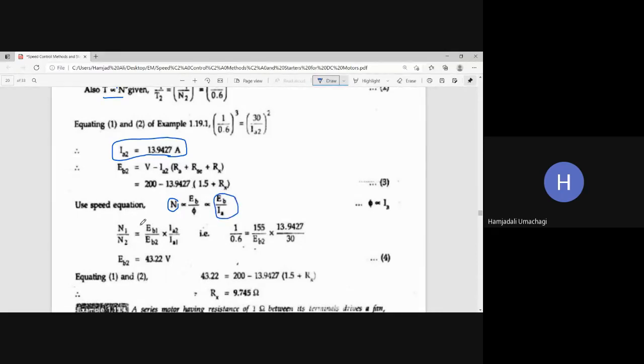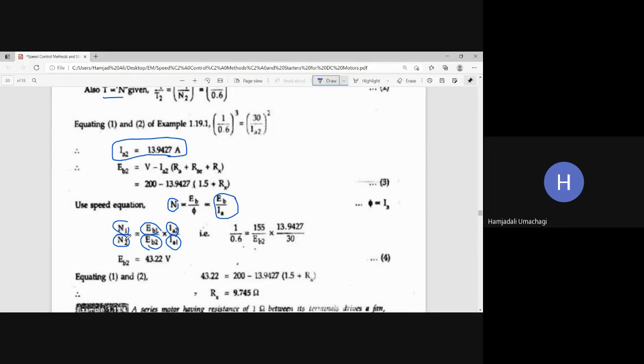Using this equation, now you write N1 equal to Eb1 by Ia1. Are you getting it? Similarly, for the second speed, N2 equals what? N2 equal to Eb2 by Ia2. Is it clear? N2 equal to Eb2 by Ia2.